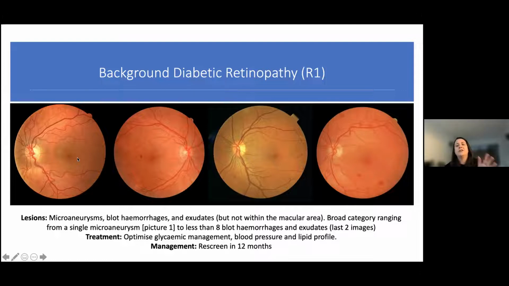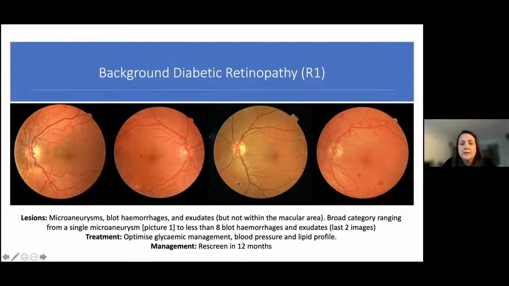Now these are the really first signs of changes, and if we don't have a good enough photograph, we can easily miss these. So that's why the eye drops are so important. But this category goes from a single microaneurysm all the way up to several hemorrhages, so several large bleeds. So in this image here, we've got 1, 2, 3, 4, 5, 6, 7, 8. You know, we've got more than 8. We've got quite a few hemorrhages going on in this eye.